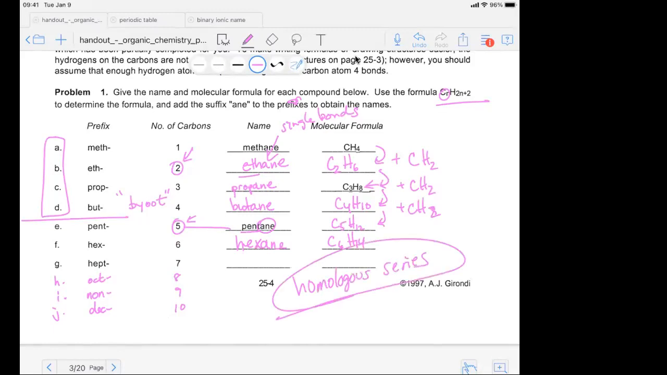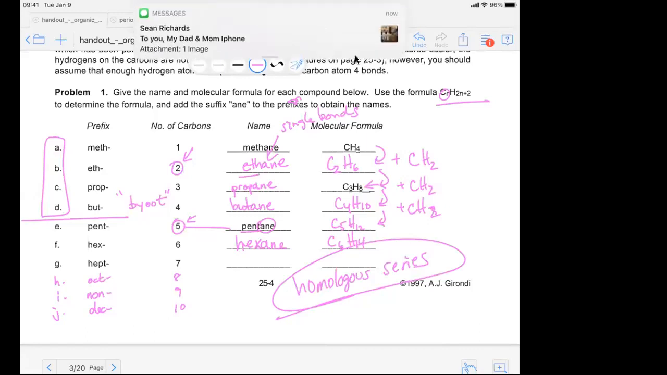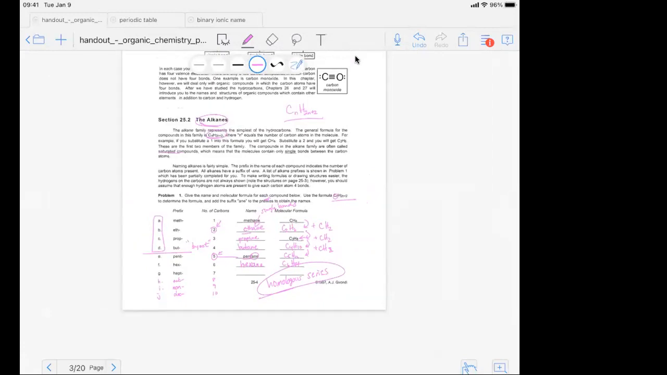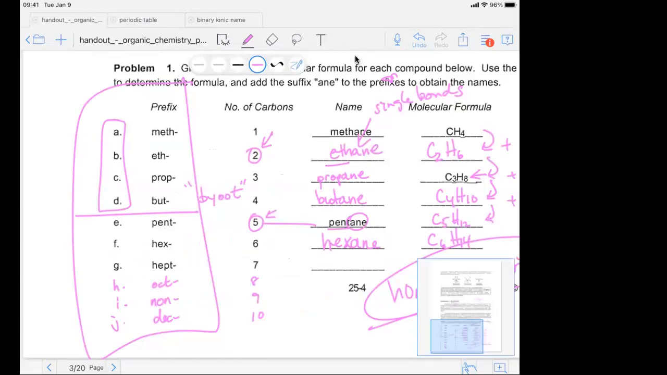If each member of the series is different by 1... If each member of the series is different by the same unit, being CH2, we call that a homologous series. Okay, so these are the prefixes that you have to remember. They're going to be the same prefixes that you're going to use to indicate the number of carbons, whether it's the parent chain or whether it's a branch, which we'll talk about later.